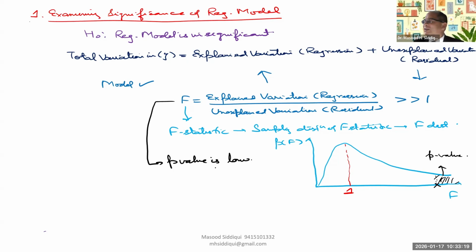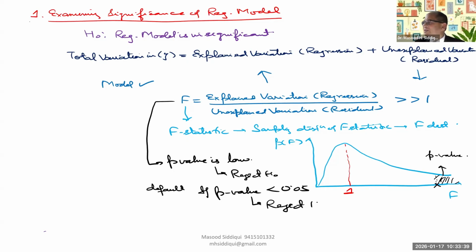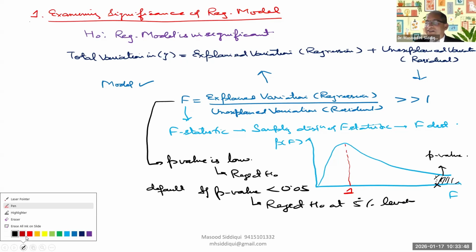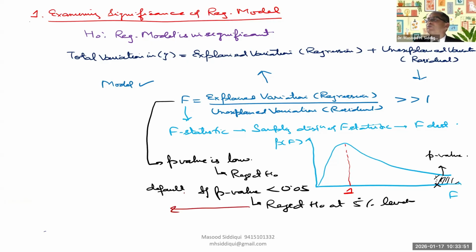And a low p-value means we reject H naught. So by default, what we take is that if the p-value is less than 0.05, we say that we reject the null hypothesis H naught at the 5% level of significance. So now what do we mean by rejection of H naught? Rejection of H naught means the null model is being rejected. So we can say that the proposed regression model is significant.